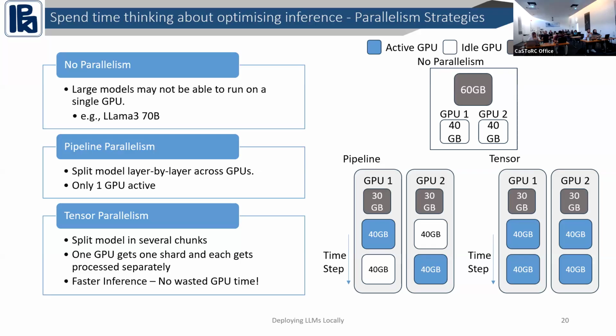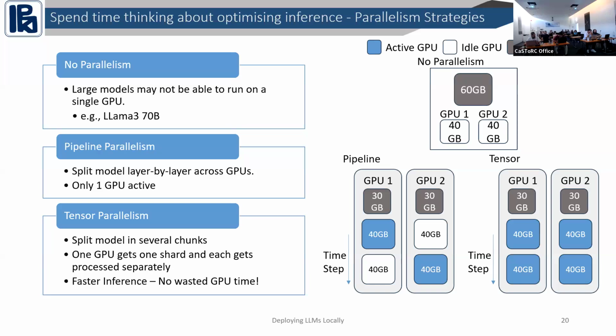The other strategy is to use some sort of pipeline parallelism. So you split the model layer by layer across GPUs, but the idea here is that only one GPU is active at each time step until you finish the execution.